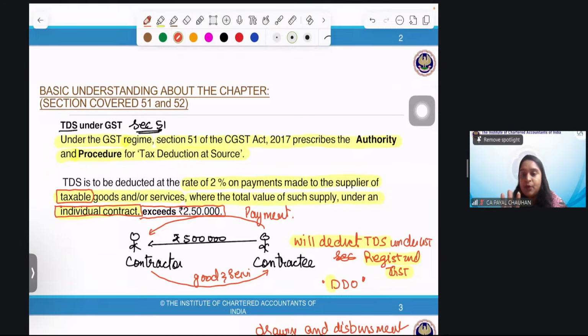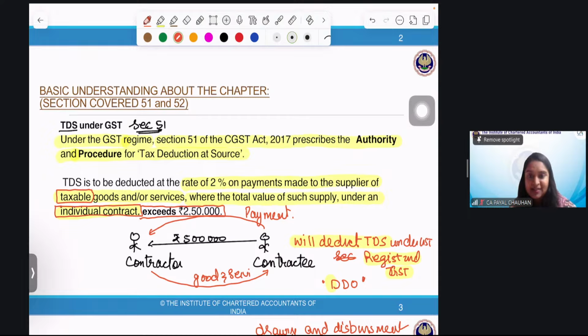We have certain points. It says, if you need to deduct TDS, you need to be a DDO, Drawing and Disbursement Officer, which we'll be reading further. Another thing, the individual contract value should exceed 2,50,000 rupees. TDS will only be deducted if the value of taxable supply of goods and services exceeds 2,50,000 rupees, and the rate of TDS will be 2%.